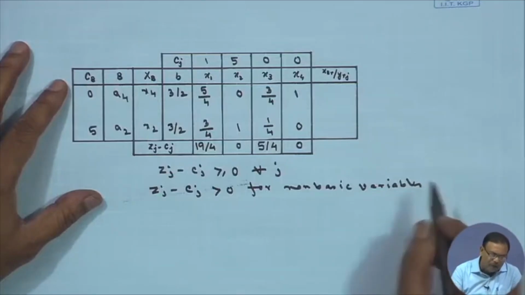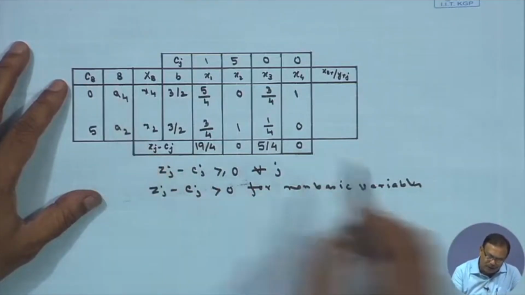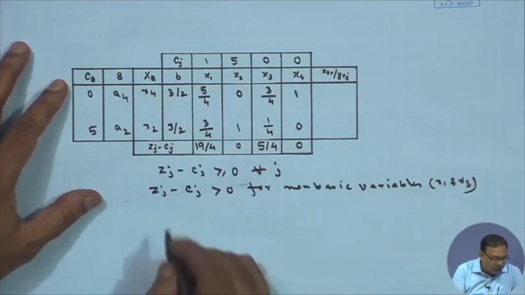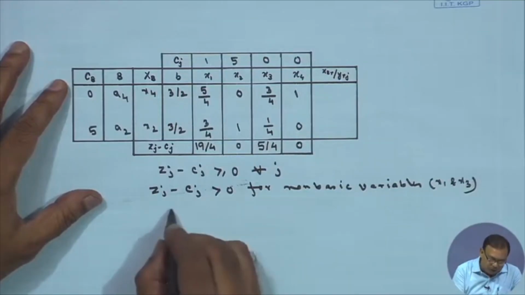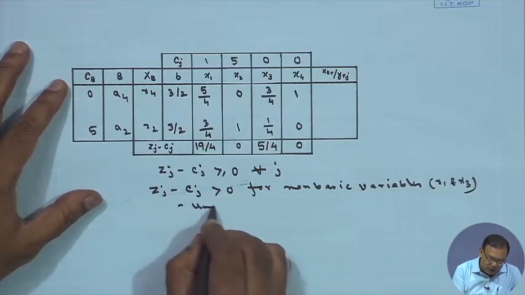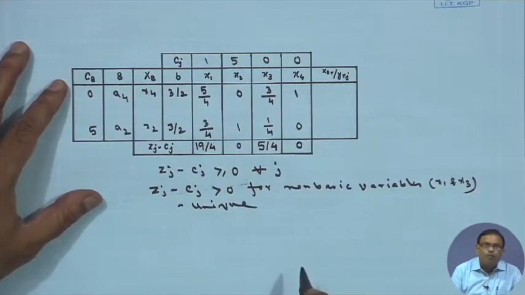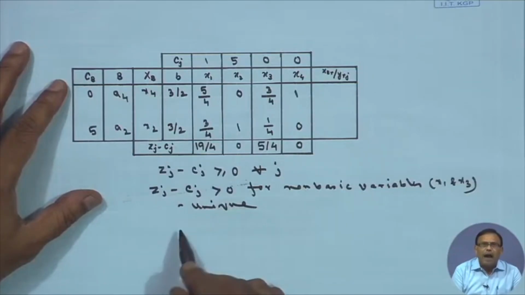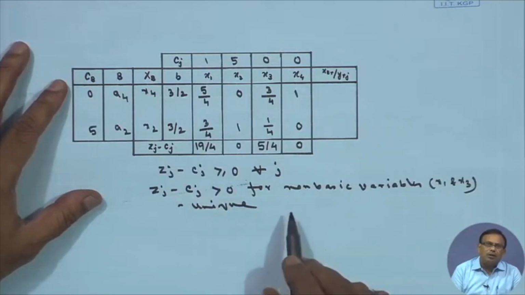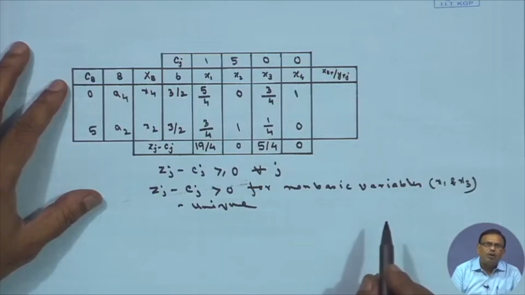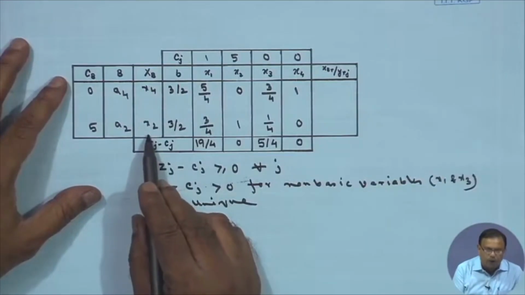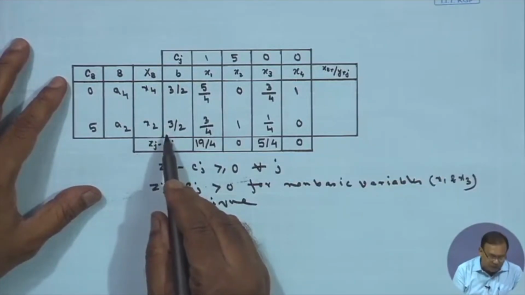Your non-basic variables, which are not present in the basis, are x1 and x3. Therefore, whatever optimum solution you obtain will be unique. Your optimal solution for this case will be unique, because zj minus cj is greater than or equal to 0, and zj minus cj is greater than 0 for the non-basic variables. And in the basis only x2 is present, x1 is not present.